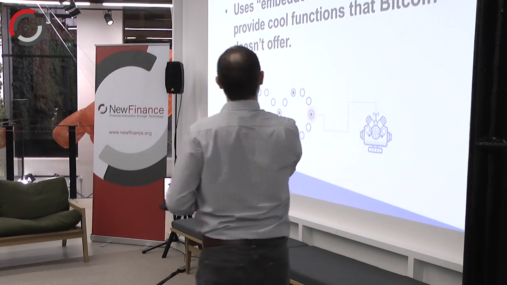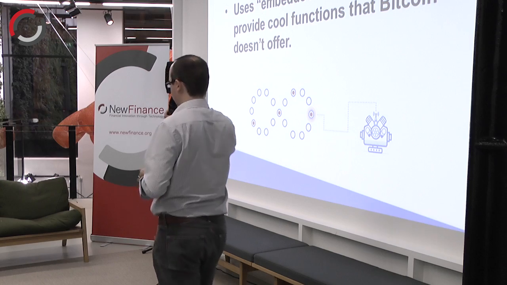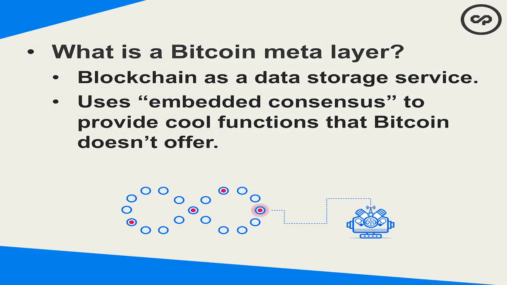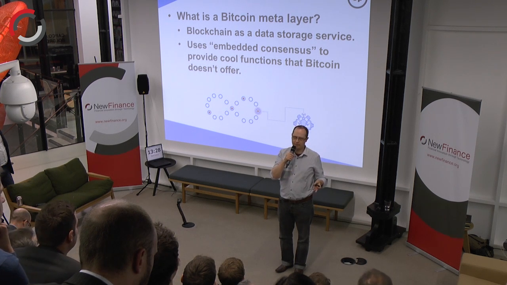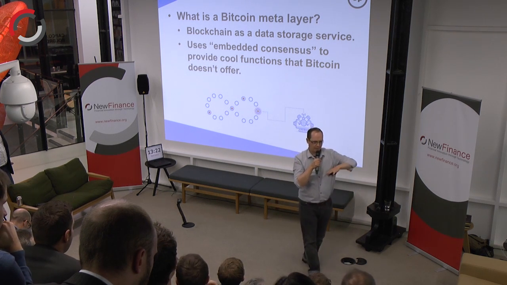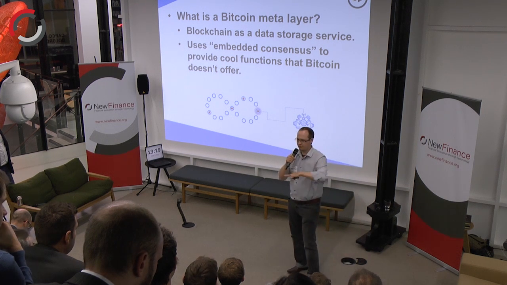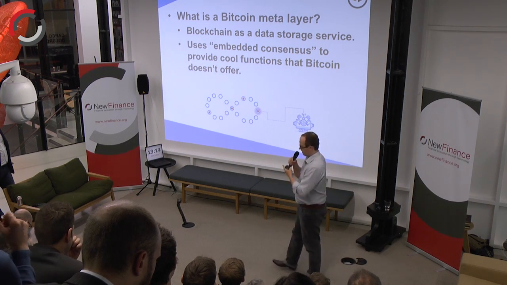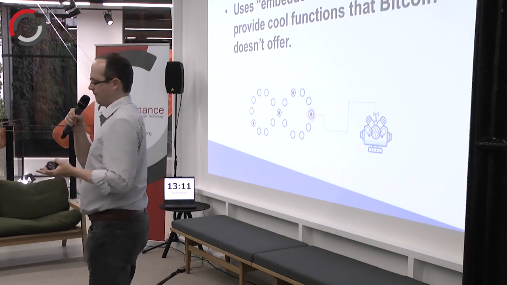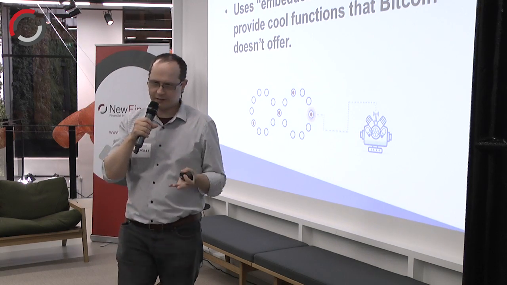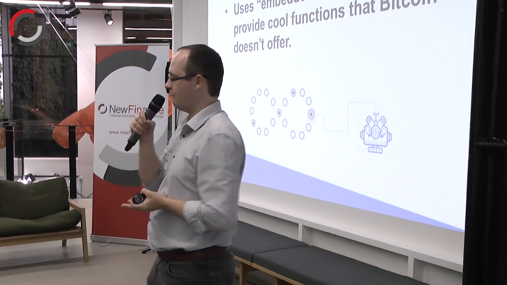So let's kick off by thinking about what a Bitcoin meta layer is. Essentially, a Bitcoin meta layer is a protocol that uses the Bitcoin blockchain as its primary data storage service. So it's like using the Bitcoin blockchain as a database. You've already heard from Adam about this idea of the Bitcoin blockchain, this globally distributed ledger running on 7,000 different computers all over the world. Each and every one of those computers has an entire copy of the whole history of the Bitcoin blockchain, so every single transaction that's ever happened, going all the way back to the very first one.